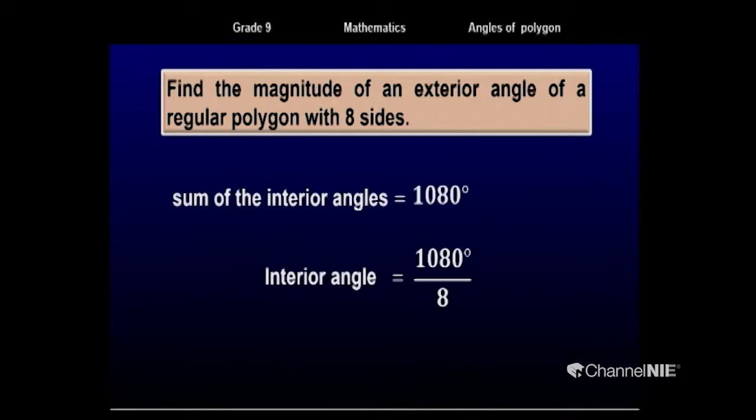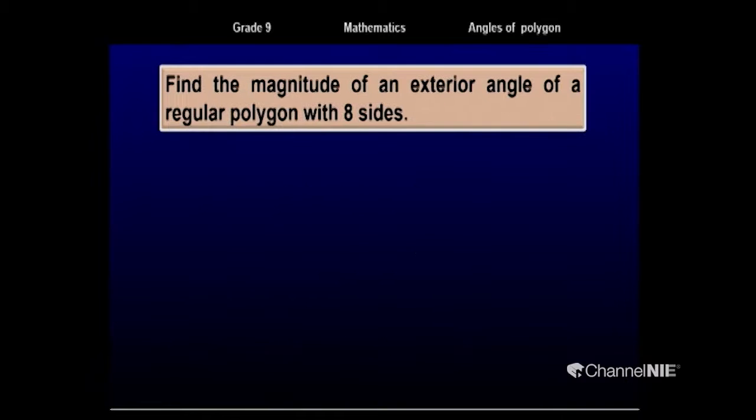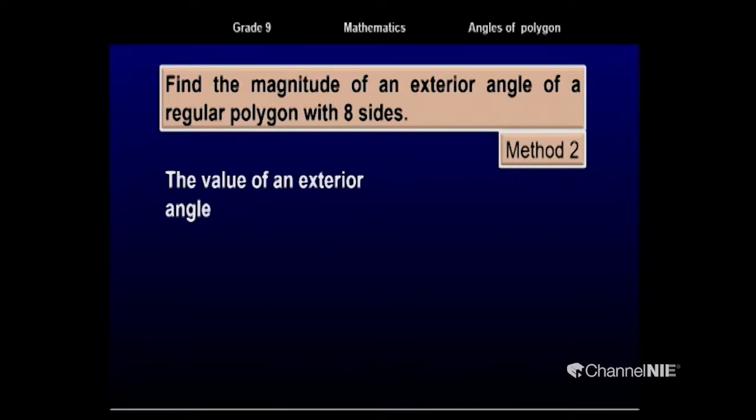Regular polygon means all the angles are equal. So you can divide by 8 and take the answer, 135 degrees. Find the magnitude of an exterior angle of a regular polygon with 8 sides.